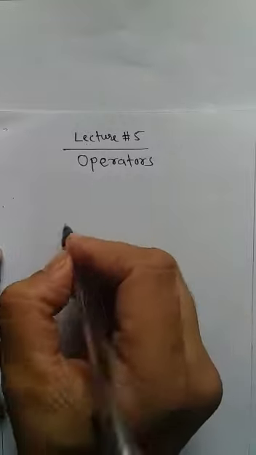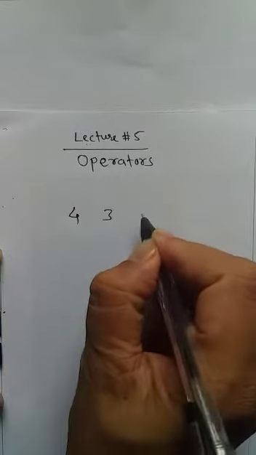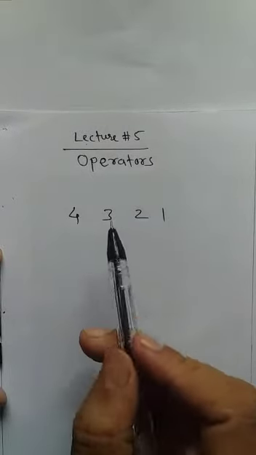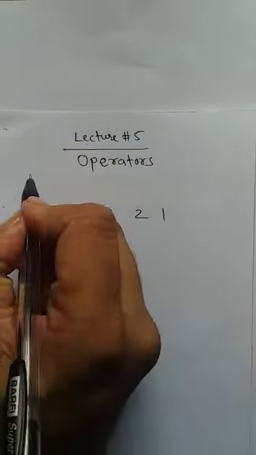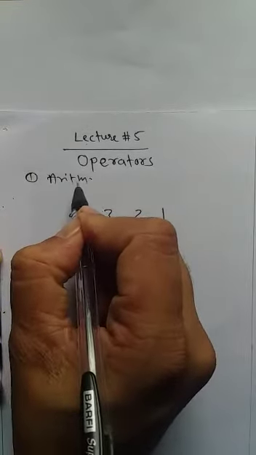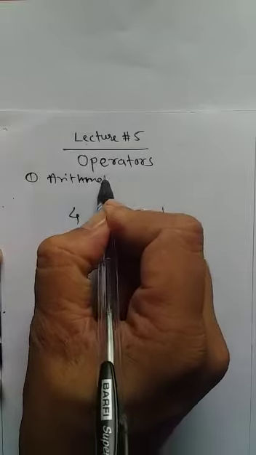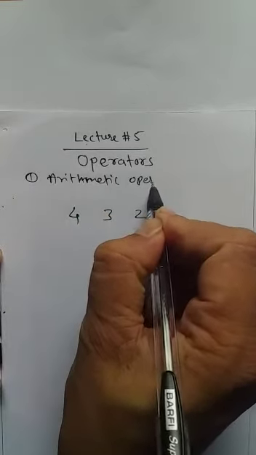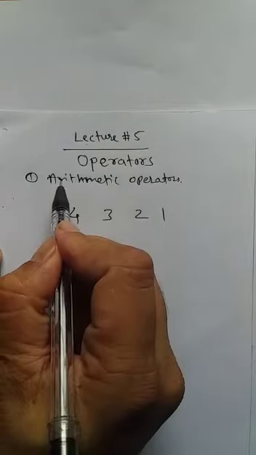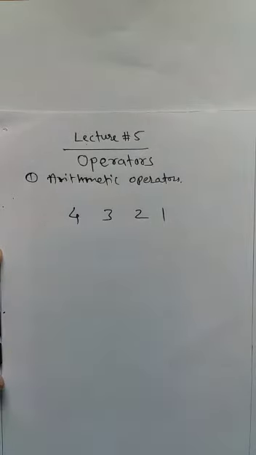Let us see, we have numbers 4, 3, 2 and 1. I would like to perform certain arithmetic operations. So first we'll see arithmetic operators. Now what do you mean by arithmetic operators? Plus, minus, multiplication, division, these operations are called arithmetic operators.